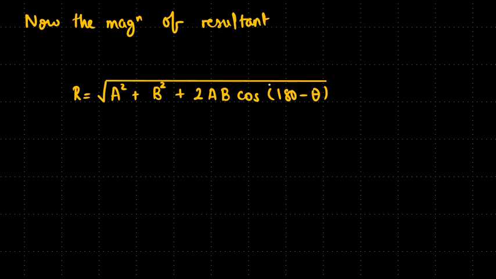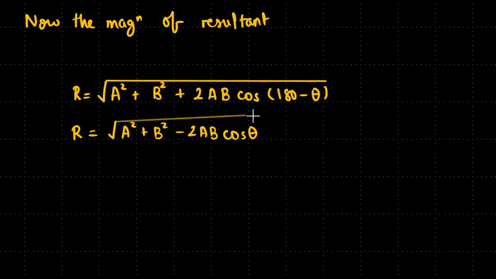So cos of 180 degrees minus theta is basically minus cos theta. Which means the resultant that we get is going to be the square root of a squared plus b squared minus 2ab cos theta, since cos of 180 degrees minus theta is basically minus cos theta. So we have the equation that gives us the magnitude of the resultant.